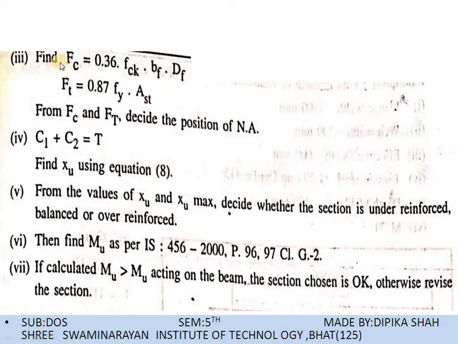For FC we have one equation: 0.36 fck into bf into df, where fck is the characteristic strength of the concrete, bf is the width of the flange and df is the depth of the flange. FT is 0.87 Fy into Ast provided, we will put in this equation. We all know what FC and FT are, as we have already calculated some examples based on analysis of the beam. So after finding FC and FT, what will we do?